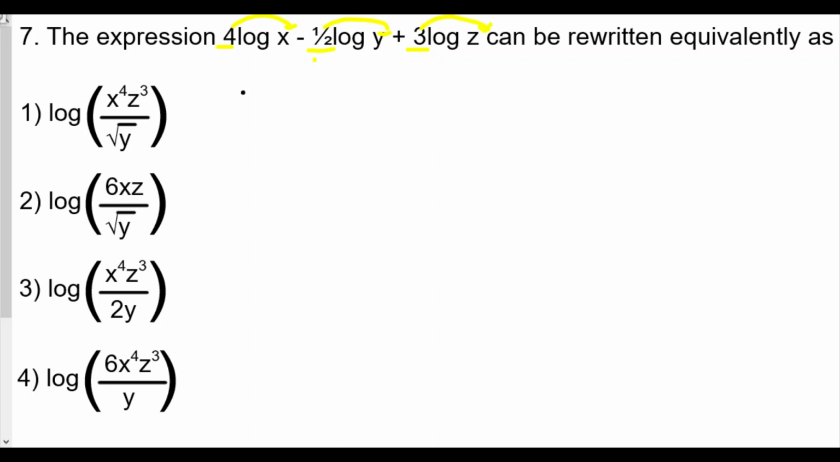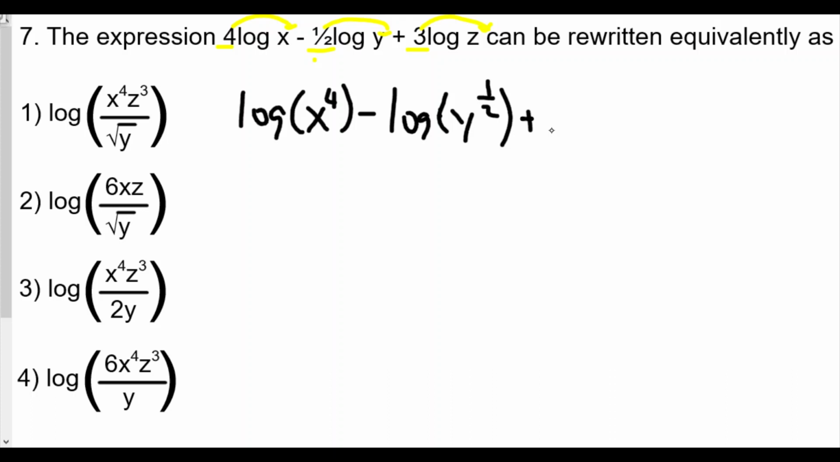The power rule says they're going to be moved into becoming exponents for the inputs. So because of the power rule, we now get log of x to the fourth, minus log of y to the 1/2, plus log of z to the third. Please remember, the power rule works both ways. A lot of times we are moving the exponent into the front to be a coefficient, though. But we can also move the coefficient to become the exponent of the input.